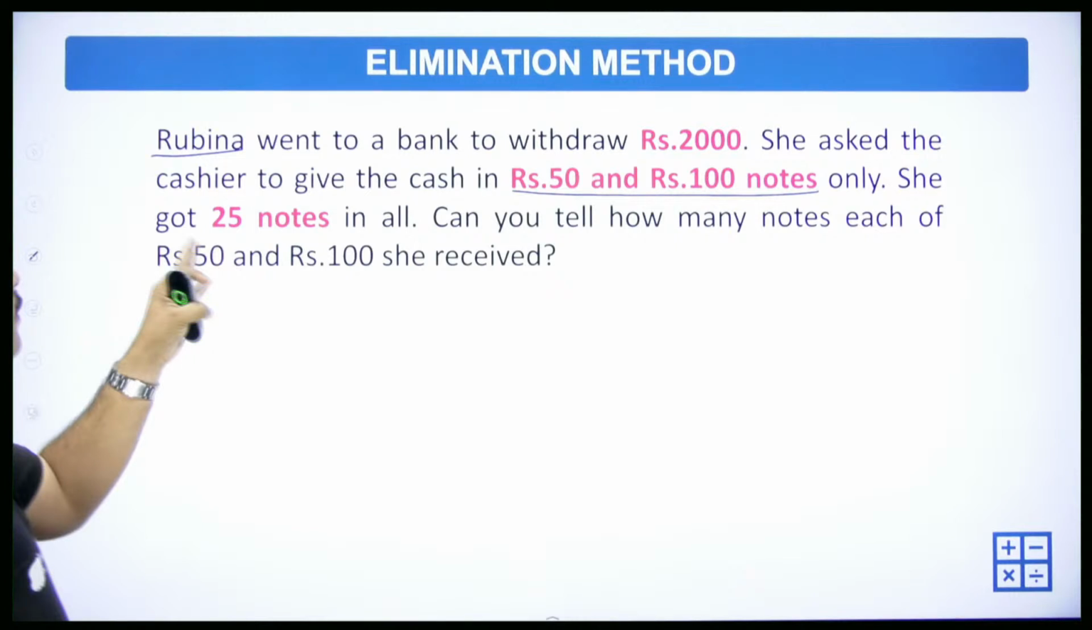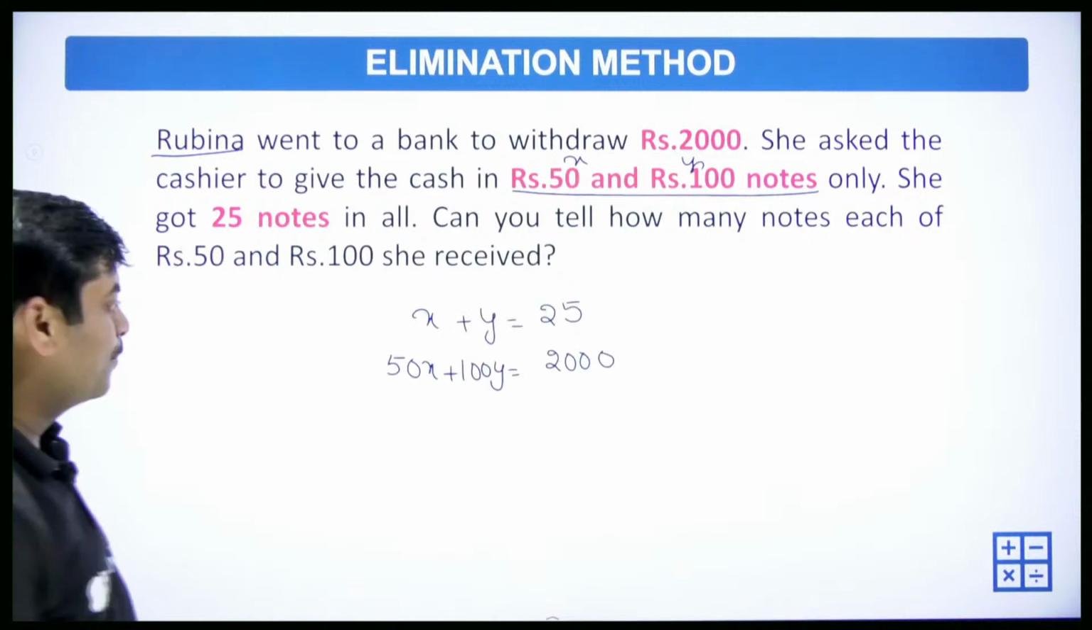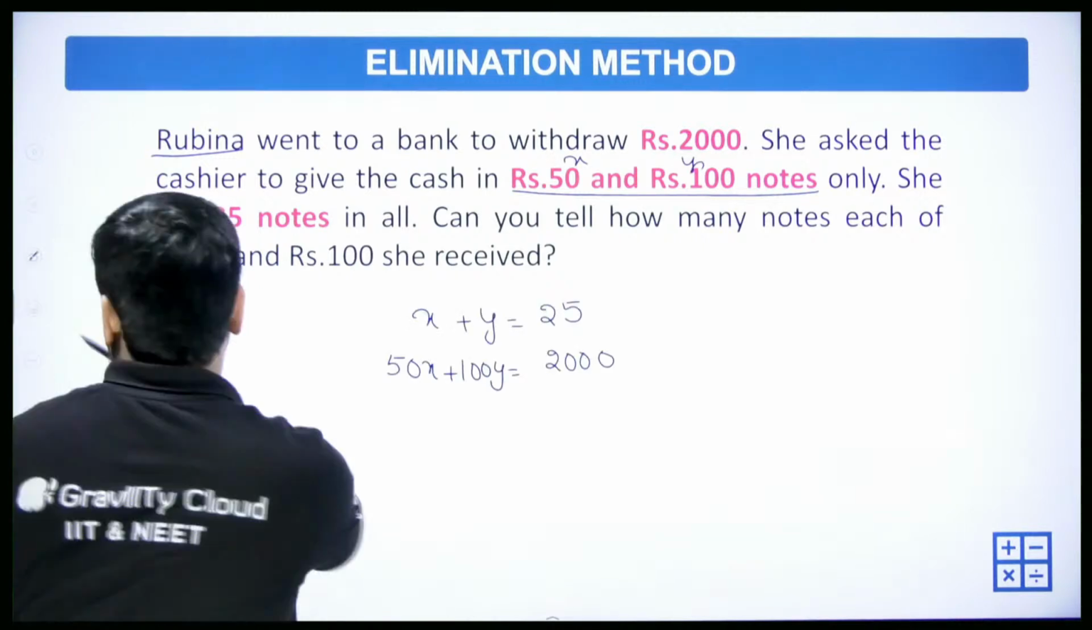But one thing you should understand, the total sum is equal to 2000. So 50 times x plus 100 times y is equal to 2000. So can we cancel anything? First of all, let's try to cancel 0. The 0 can be cancelled completely, or simply you just take 10 common.